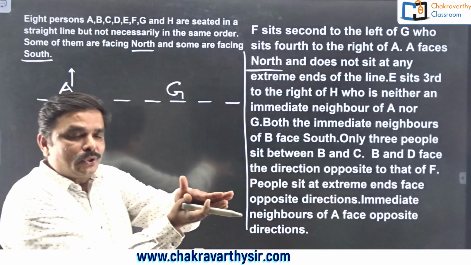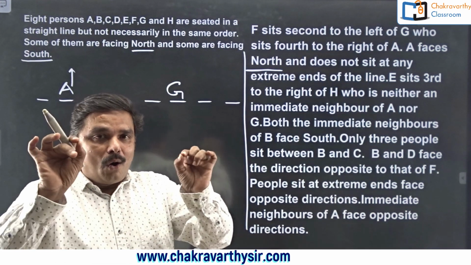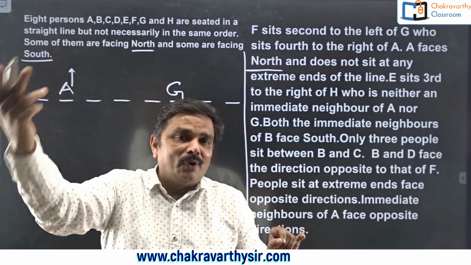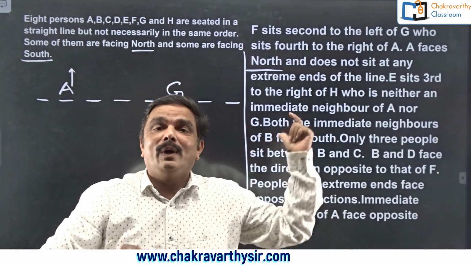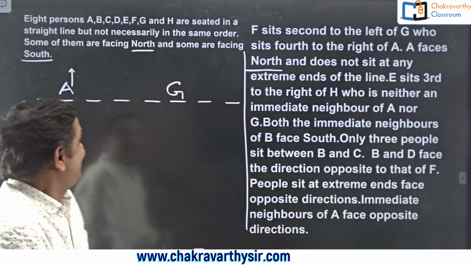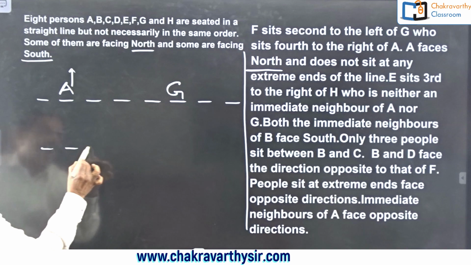If you start the question with more than one possibility, always focus and try to eliminate one or more possibilities as and when you get the hidden information. Your eyes should be there only. Okay, right. Now I am taking one more possibility.